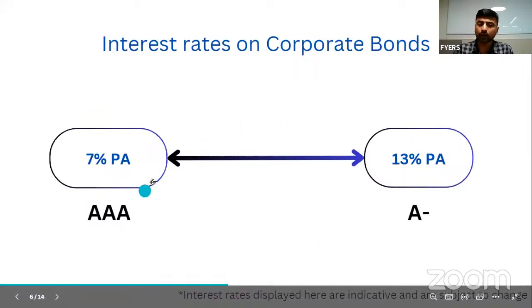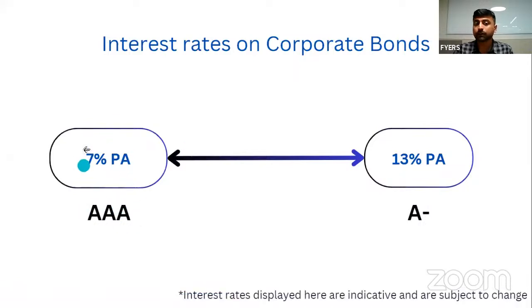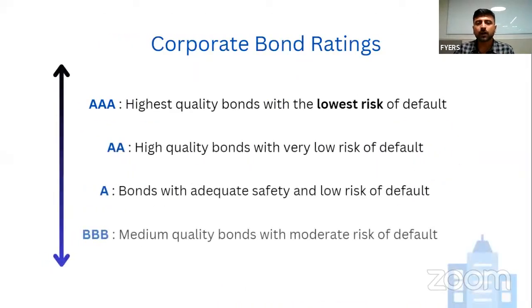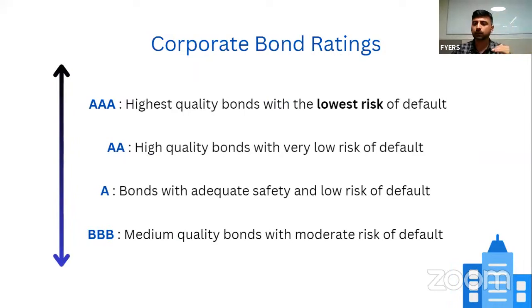As you can see, on an average, a AAA bond gives you a 7% per annum interest rate, which is higher than many banks' fixed deposit rates. Also, A- bonds, which are still good bonds to invest in, even they offer as high as 13% per annum interest rates, which is fair enough. So with that said, let us try to understand how the ratings of bonds are classified. AAA bonds are the highest quality bonds with the lowest risk of default.